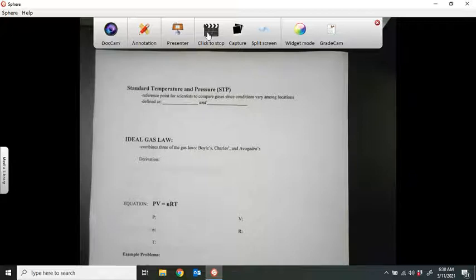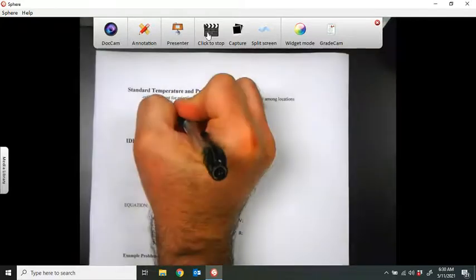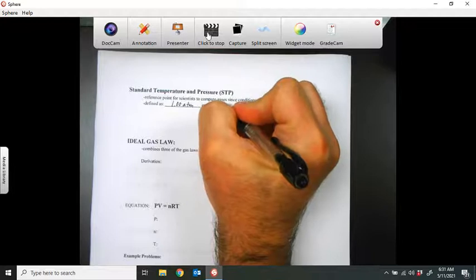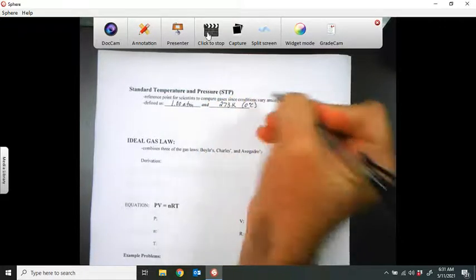And this is so they can share data and have the same corrections done to their gases. So this is defined as 1.00 atmospheres and 273 Kelvin, which we know is 0 degrees Celsius.